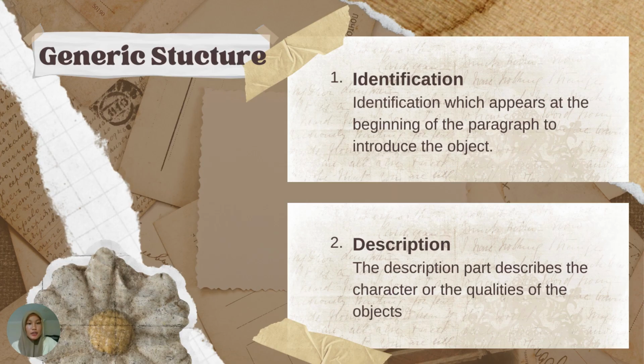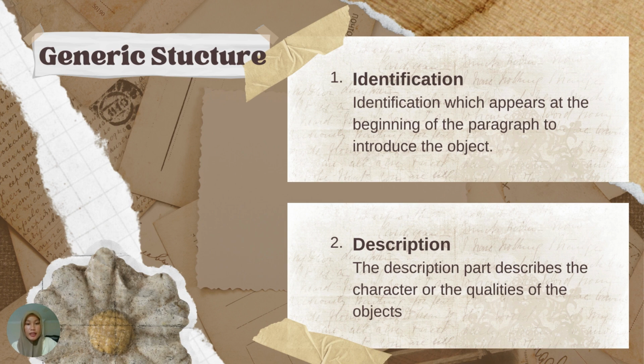And this is the generic structure of the descriptive text. The first one is identification. Identification appears at the beginning of the paragraph to introduce the object. This part usually mentions the name and the essential explanation about the object. It starts with an introductory paragraph of the text, then continues with several explanation paragraphs.